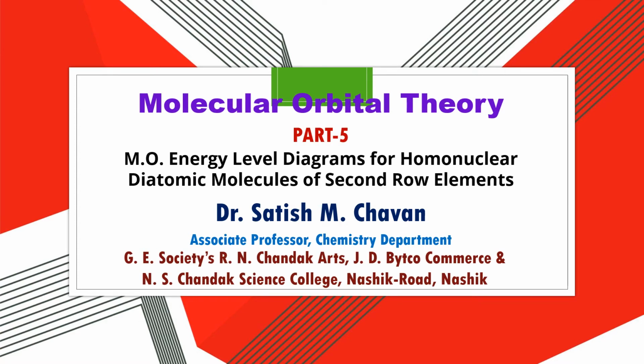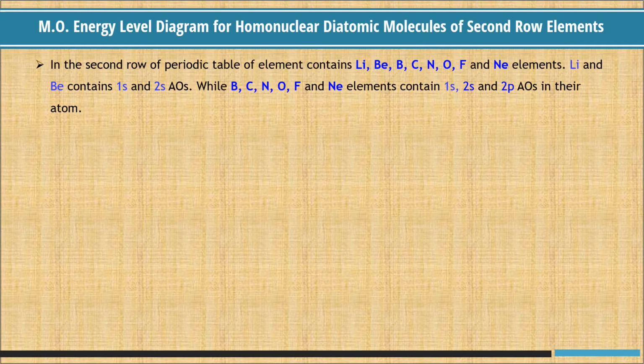In this video, we will learn molecular orbital energy level diagrams for homonuclear diatomic molecules of second row elements. Let us begin our story. The second row of the periodic table contains lithium, beryllium, boron, carbon, nitrogen, oxygen, fluorine and neon elements.